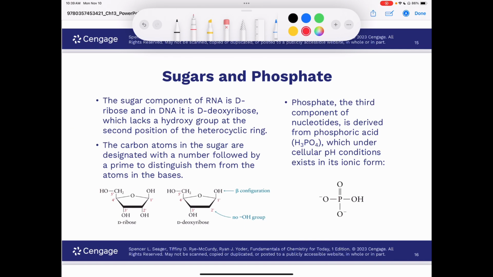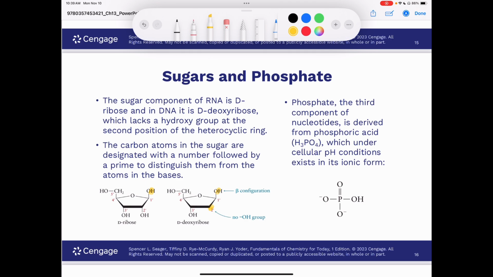The sugar component of RNA is D-ribose, as the name ribonucleic acid implies. In deoxyribonucleic acid, which is found in DNA, the sugar is deoxyribose, which lacks a hydroxy group at the second position of the heterocyclic ring. The carbon atoms in the sugar are designated with the number followed by a prime to distinguish them from the atoms in the bases. Both sugars are present in the beta configuration in nucleotides. And you remember that these are called beta because the hydroxyl group at carbon 1 is pointing up.